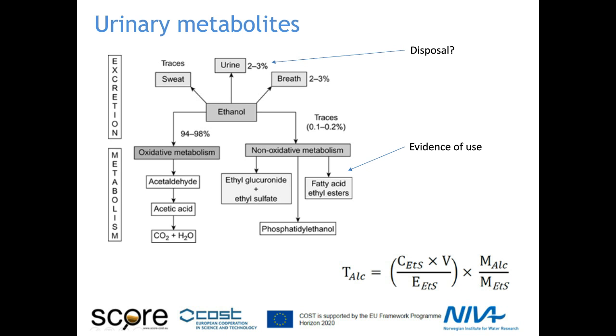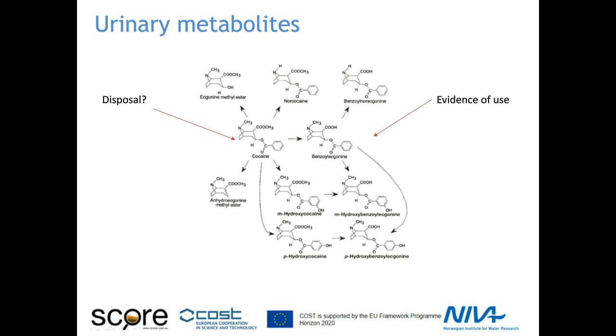The next example is cocaine. Again, we could measure cocaine itself in wastewater. But this might just be related to disposal, people dumping it down the toilet, or it's wasted. So it's not proving that someone's actually used it. So again, we tend to measure the urinary metabolites. In this case, benzoylecgonine is the most common one. And that way we have a greater confidence that the drug has been used.